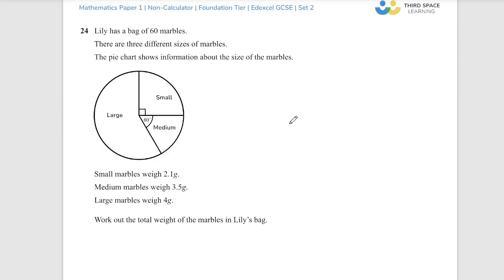Okay, question 24. Lily has a bag of 60 marbles. There are 3 different sizes of marbles. We've got small, medium and large. The pie chart shows information about the size of marbles, and we've got their weights. Work out the total weight of marbles in Lily's bag.